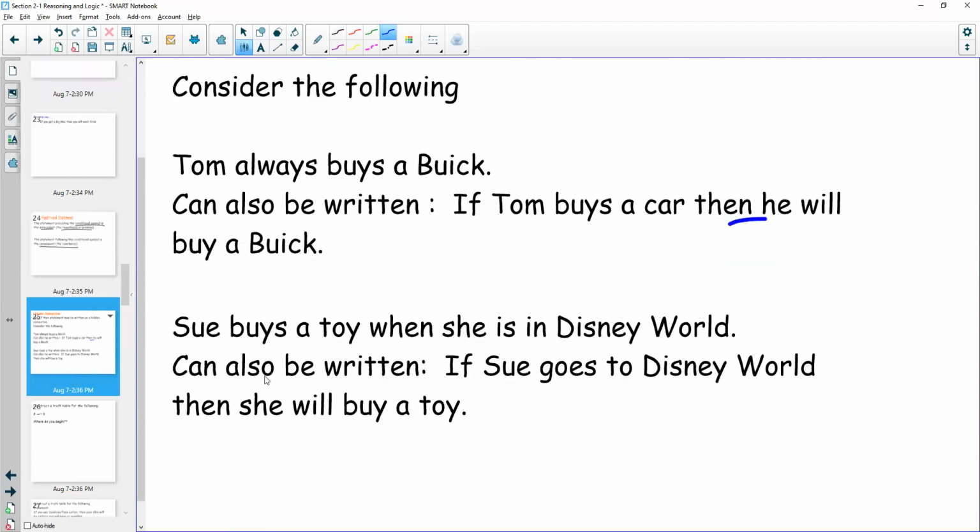If I say something like, Sue always buys a toy when she's in Disney World, well, what I'm also saying is that if she goes to Disney World, she'll buy a toy then. So there is a secret connective in these always kinds of statements that is a conditional statement.